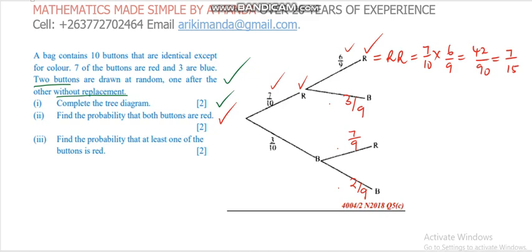So I can safely answer my question, which is question 5C, part 2. Probability of getting red, red is equal to 7/15. This is the answer that we got here. I'll proceed to part 3 of our question. What does part 3 of our question say?